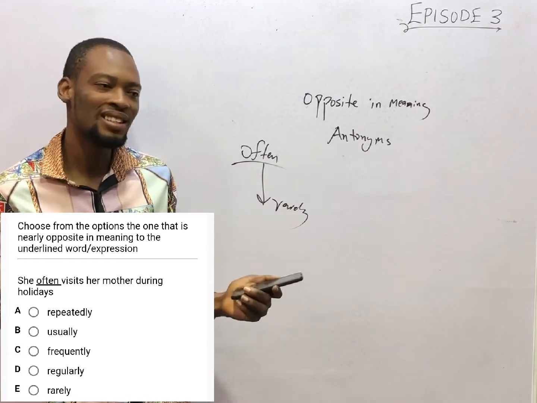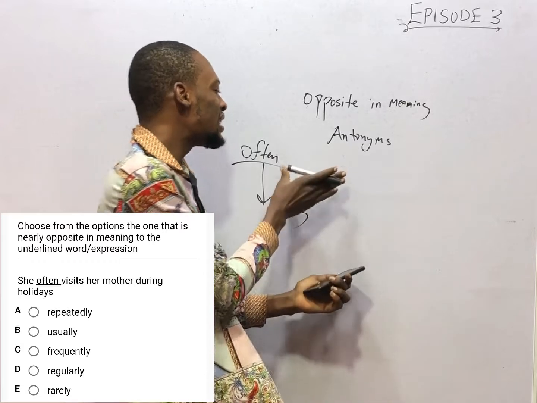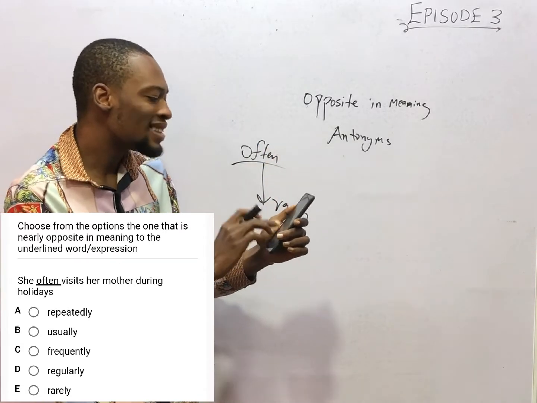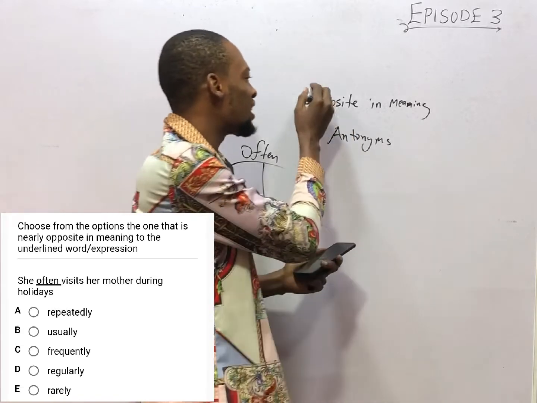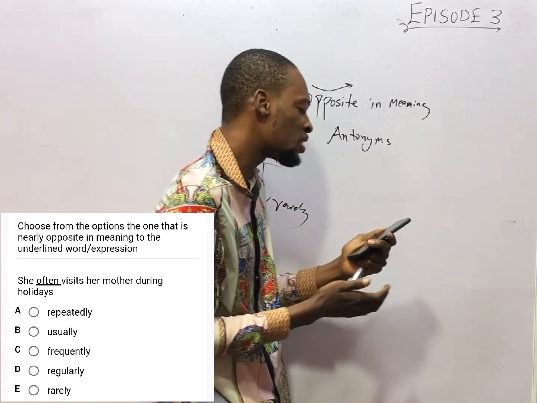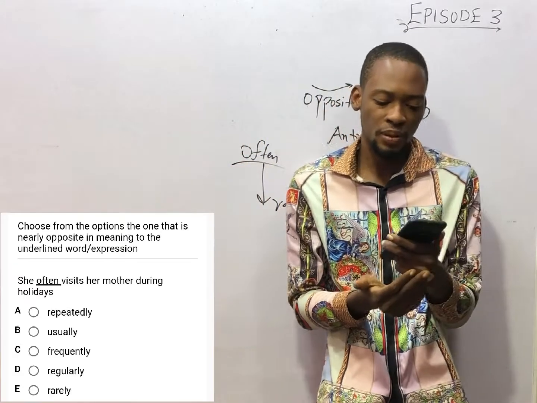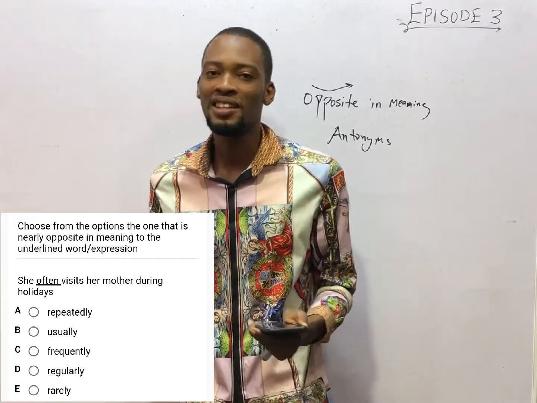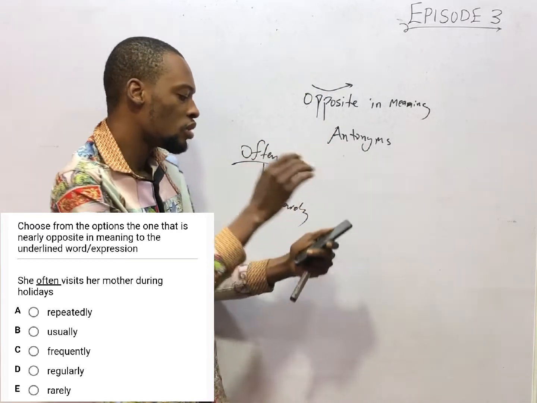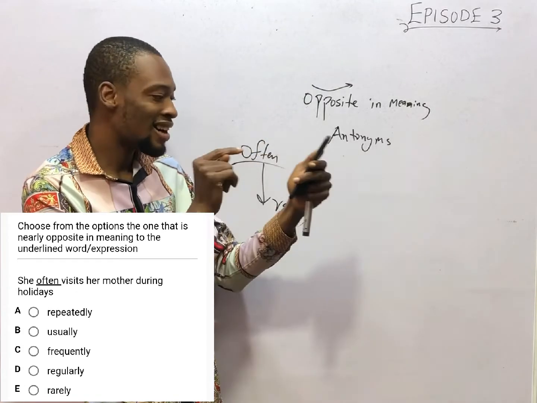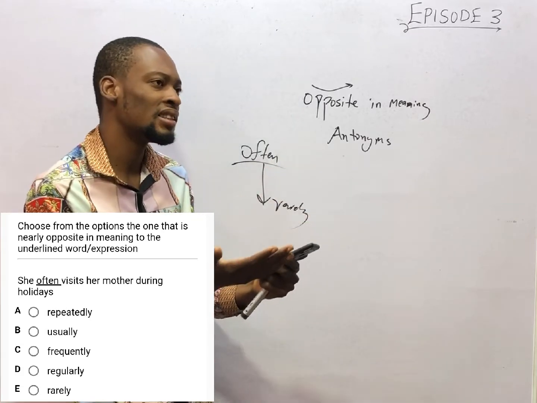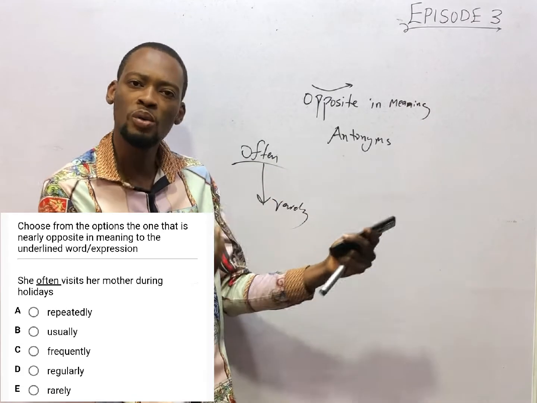Option B says usually. Usually qualifies to be nearest in meaning to often visit, but remember the rule: nearly opposite in meaning, not nearest in meaning. So usually is not opposite in meaning to often. In fact, it is nearest in meaning. Option C says frequently. Frequently can also qualify to be nearest in meaning to often, so we are not looking for that. And option D says regularly. Often and regularly are close in meaning.